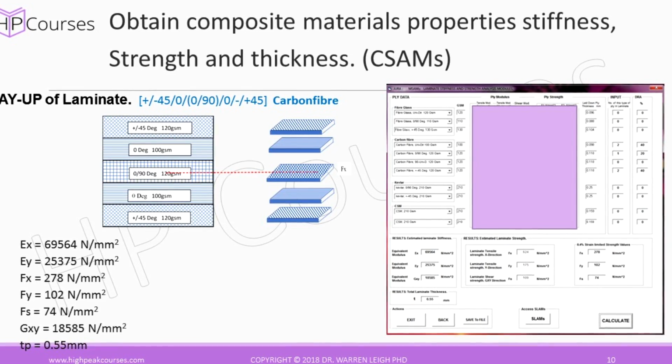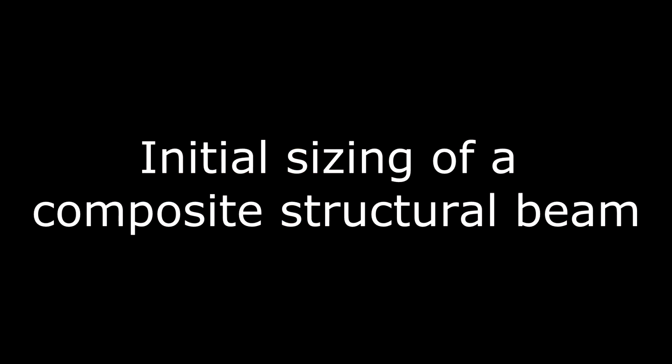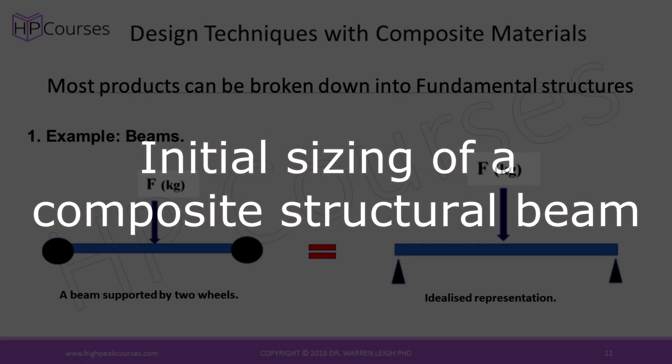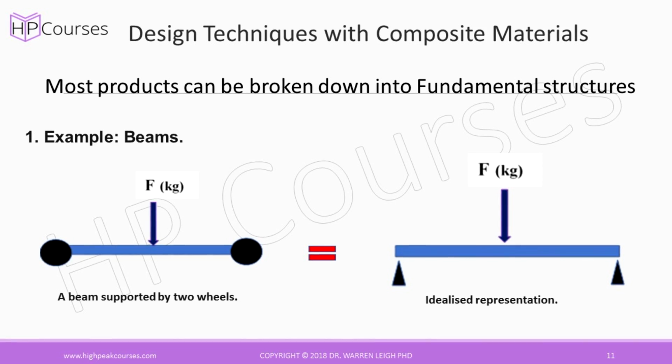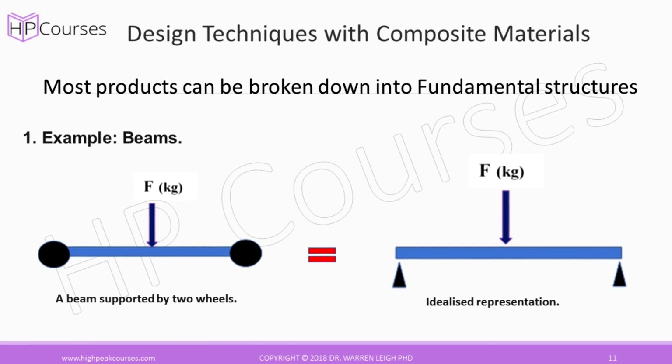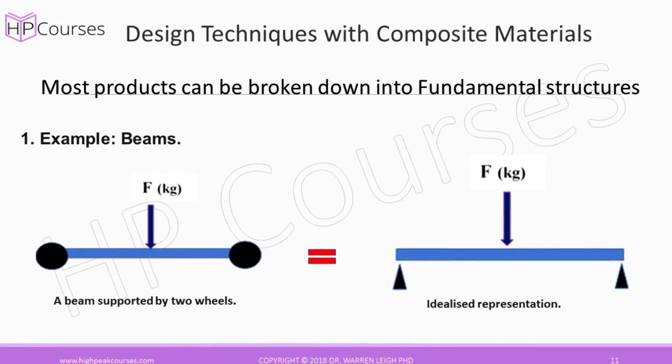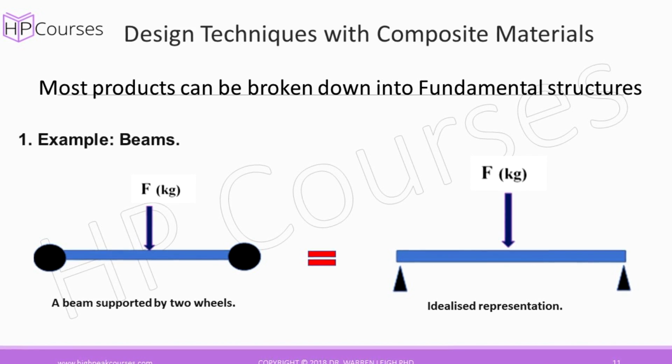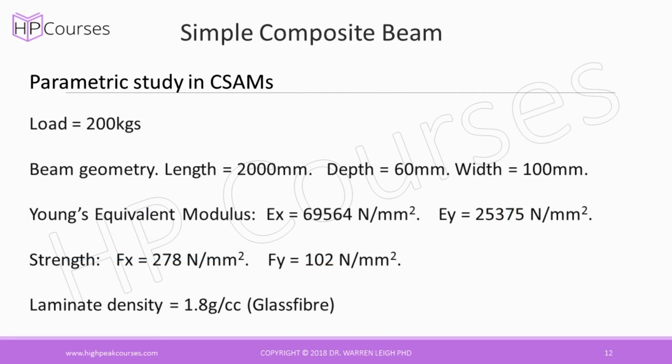So now we move on to the initial sizing of a simple composite structure. What I would like to show you next is using those composite material properties that we have just calculated to initially size a simple beam. We will use the properties of the carbon fibre that we've already analysed.